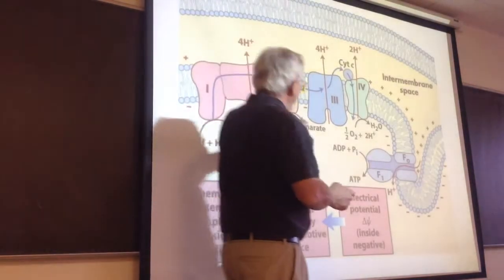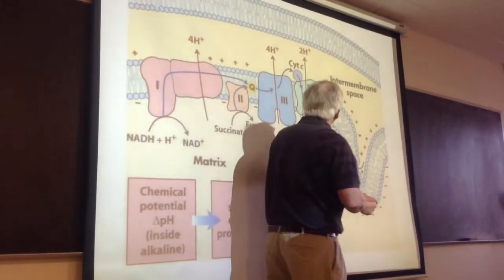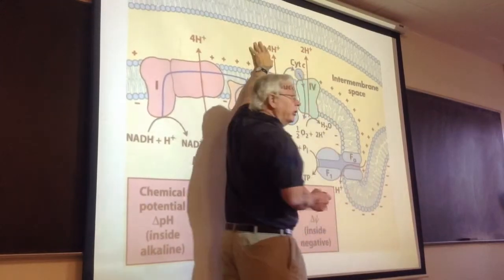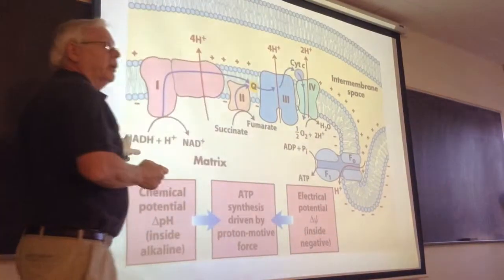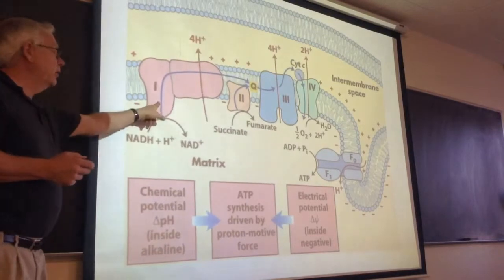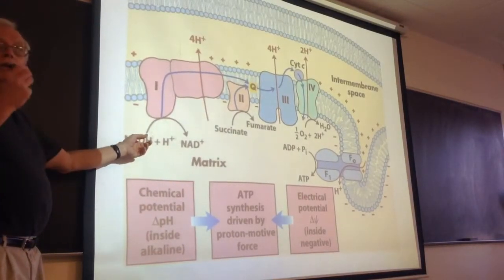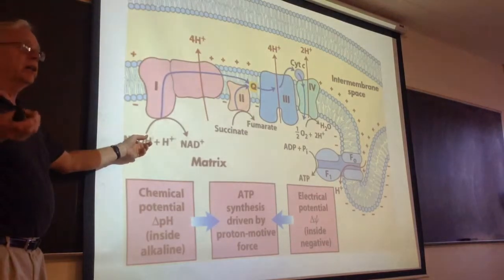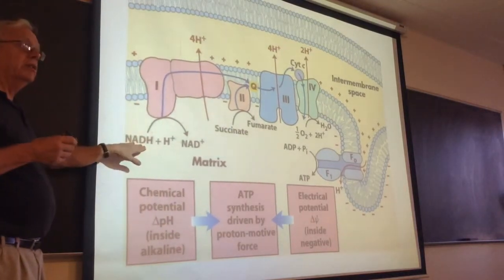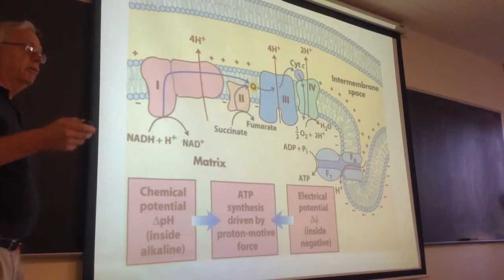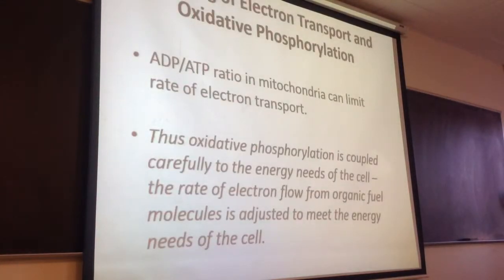And because of that, this stops. This gradient becomes huge, and the large gradient shuts down NADH oxidation. NADH builds up. The Krebs cycle enzymes and glycolytic enzymes that generate this are going to shut down too. So it backs up the whole process.